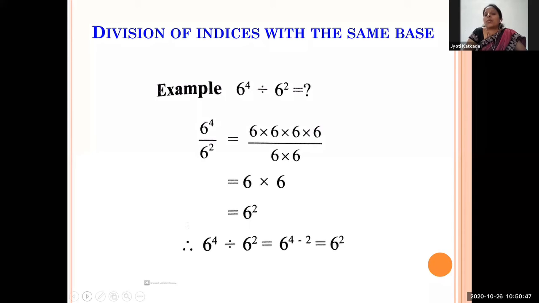When we take square, what can we do there? Take the multiplication of that number 2 times, that is 6 into 6, there is 6 square. But according to the law of division of indices with the same base, means base is 6, we take directly 6 raised to 4 minus 2. We get 6 raised to 4 minus 2. Then our answer is 6 raised to 2.